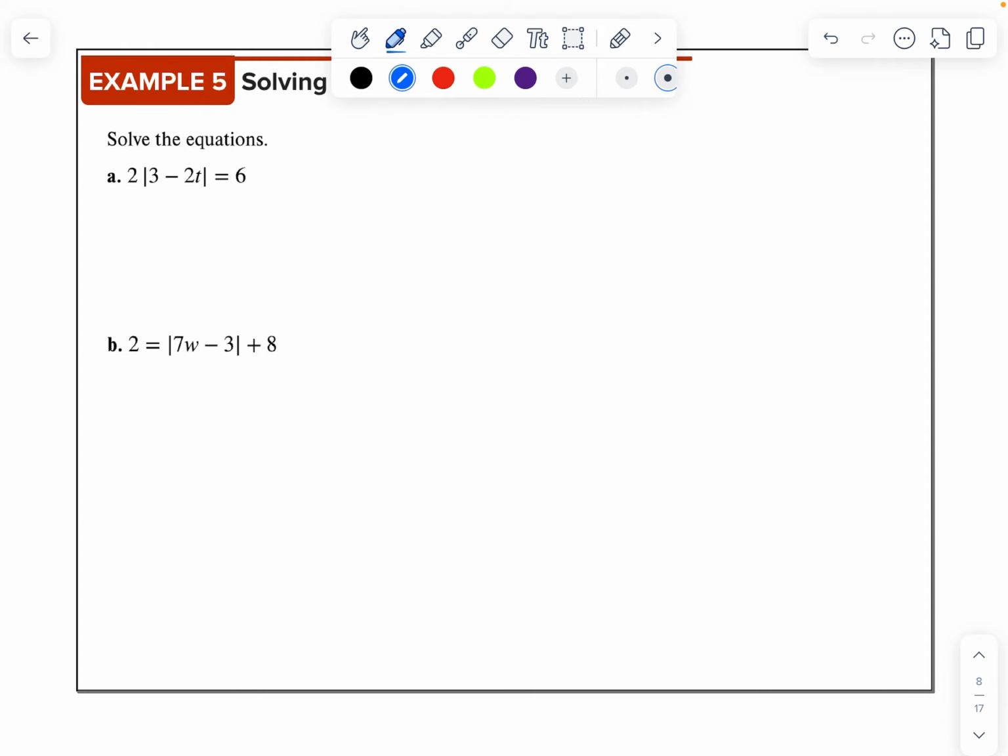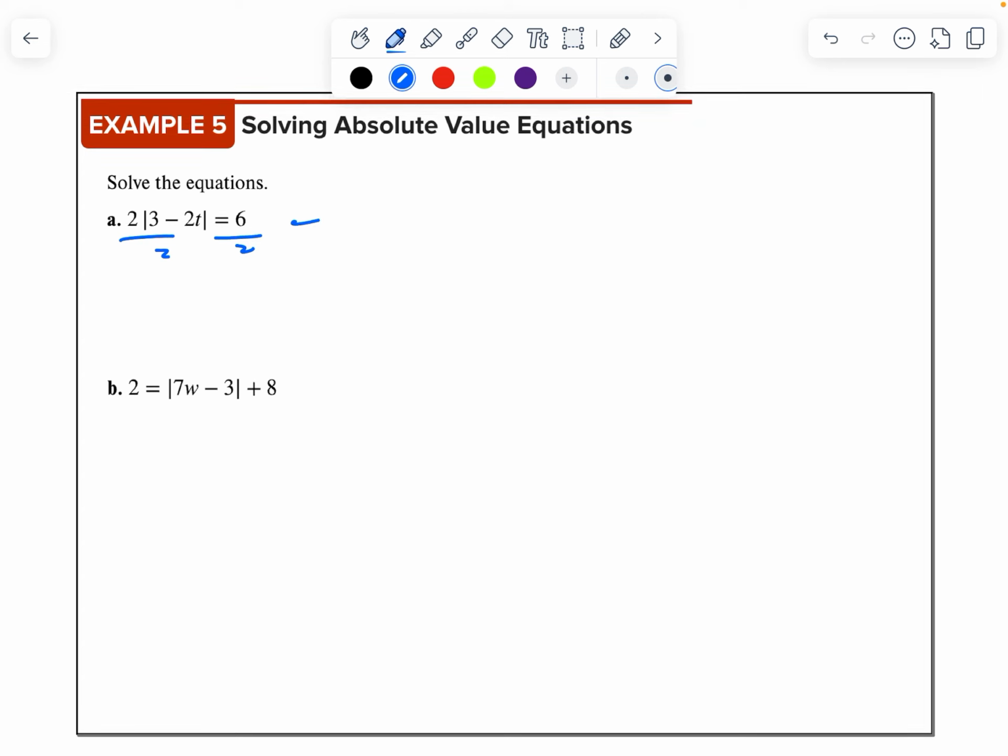All right, the key to these is, the first thing you want to do is get that absolute value by itself. So here, if I divide both sides by 2, I'll have the absolute value by itself. That would be now absolute value, 3 minus 2t equals 3. And now that it's by itself, now I can split it into two parts.